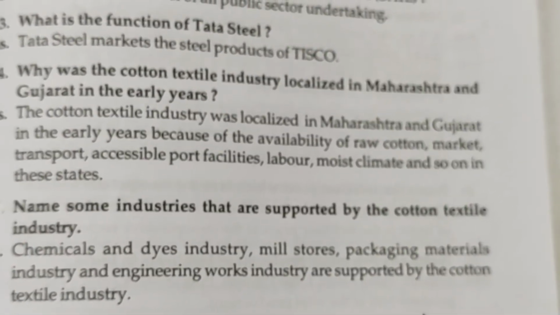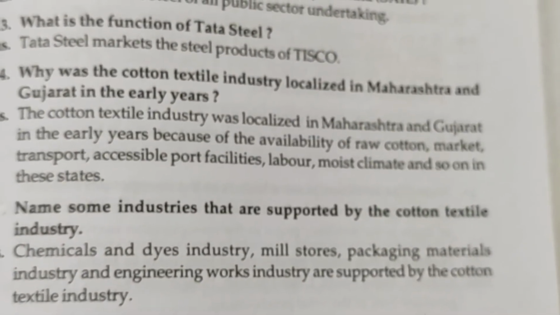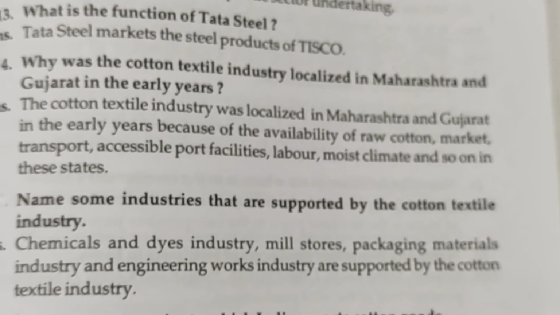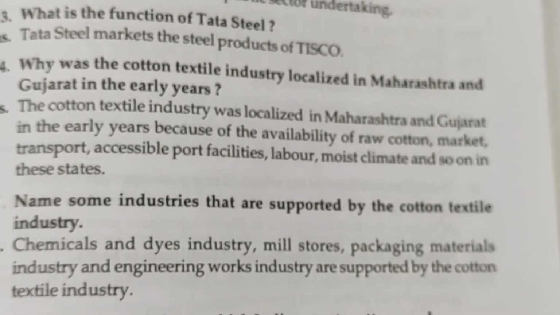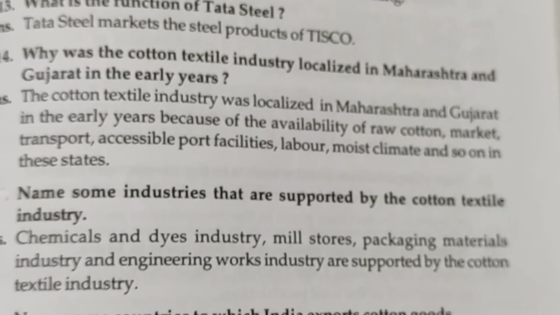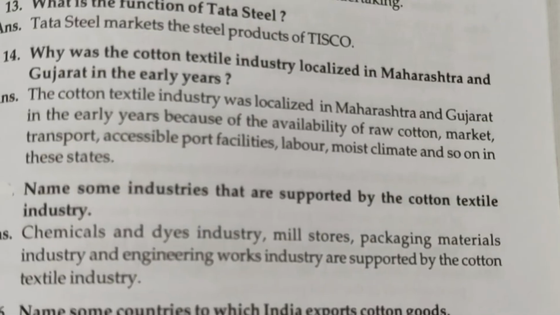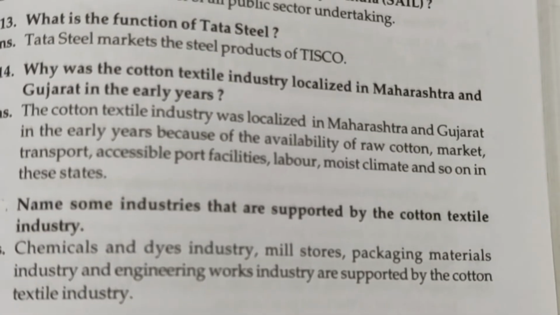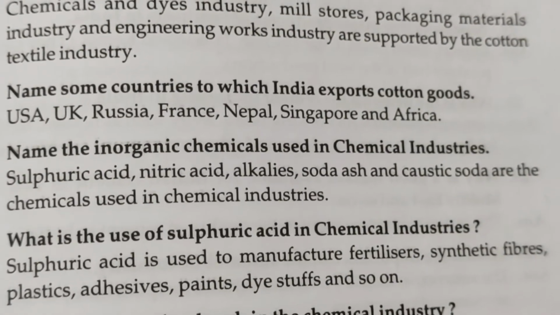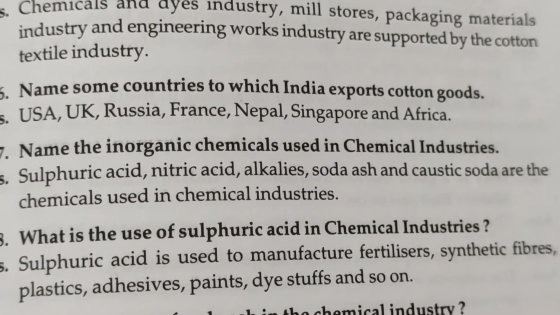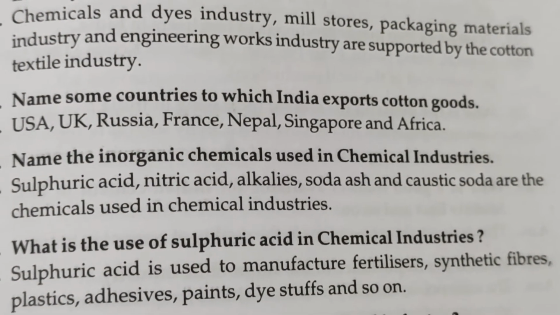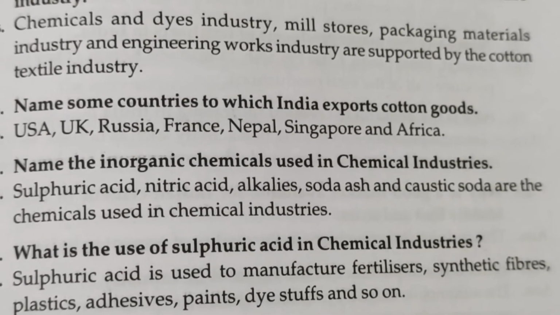Name some industries that are supported by the cotton textiles industry. Chemical and dyes industry, mill stores, packaging materials industry, and engineering works industry are supported by the cotton textile industry. Name some countries to which India exports cotton goods. USA, UK, Russia, France, Nepal, Singapore, and Africa.